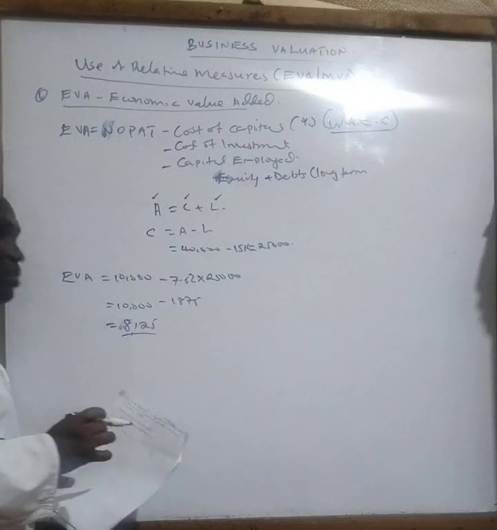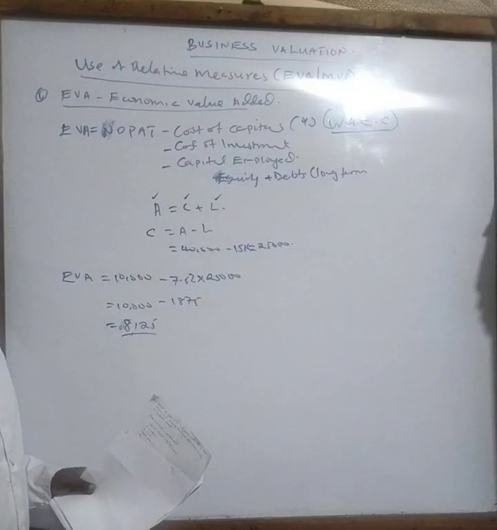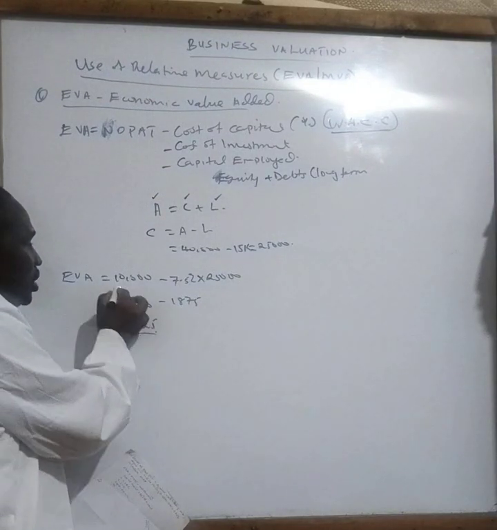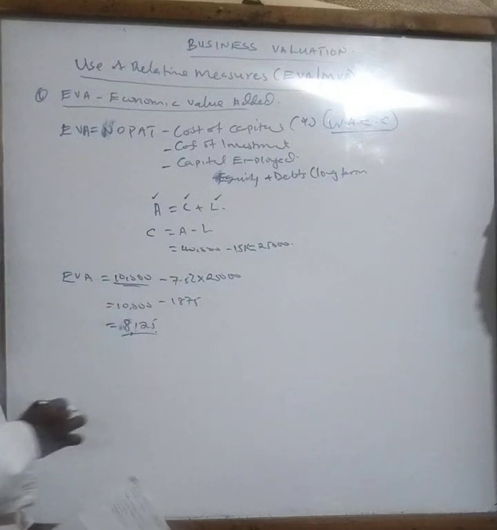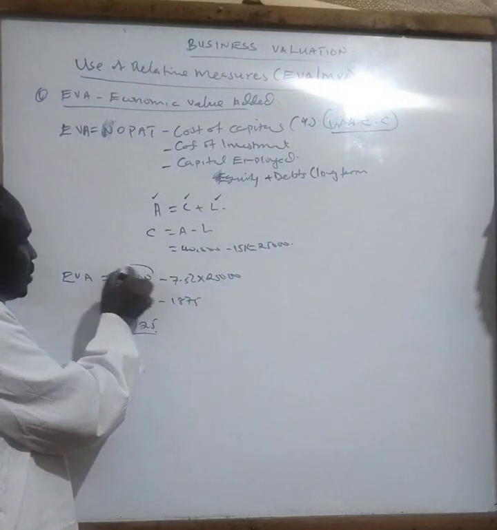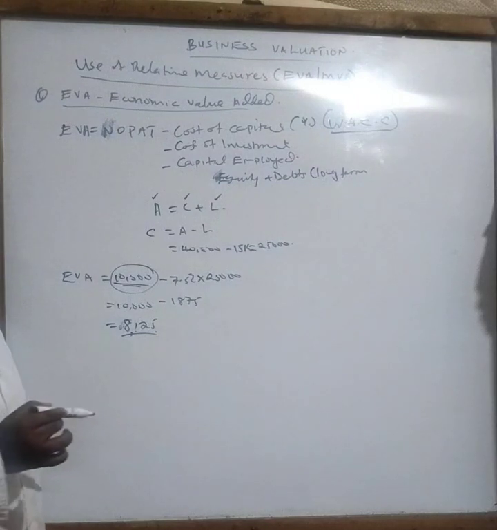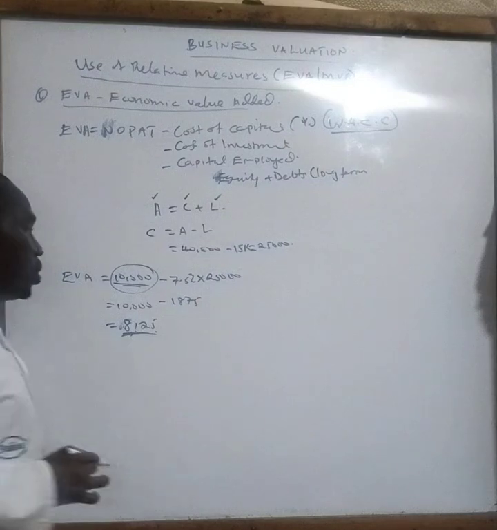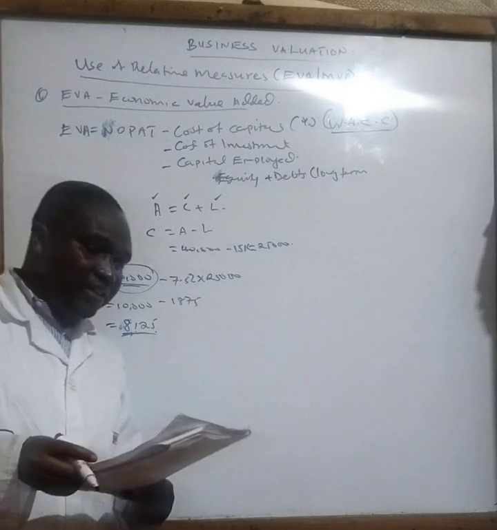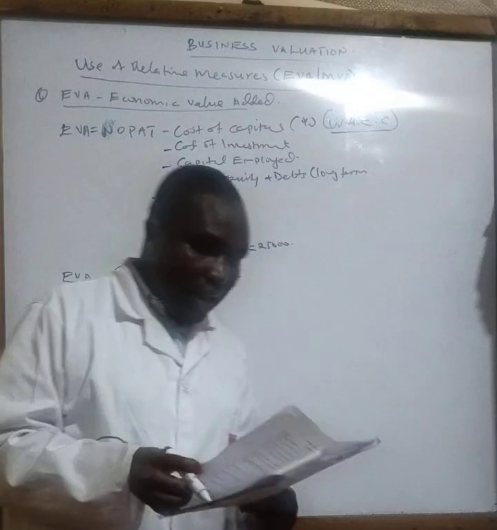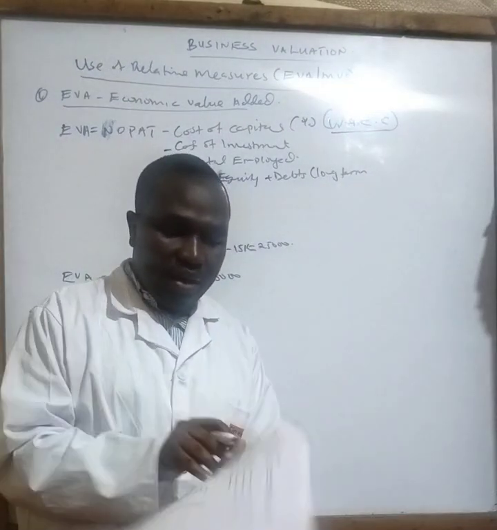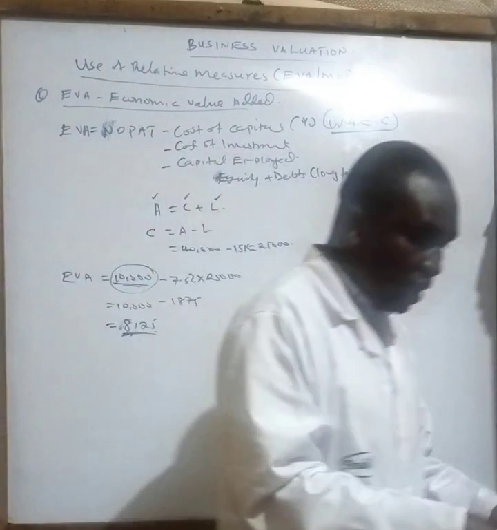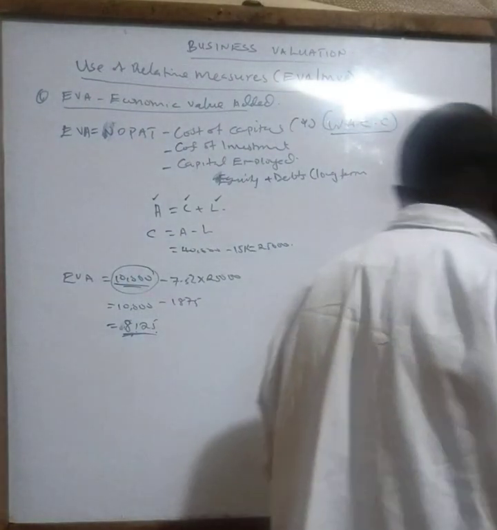Your final answer is 8,125. It means that the correct value of that particular entity is 8,125, instead of saying the value is 10,000. This 10,000 does not have the cost of capital. So for us to use the relative measures, we have to ensure that we capture the cost of investment. That is example 1. Example 2 is a comprehensive question, so allow me to wrap up the board so that we do this comprehensive question well.